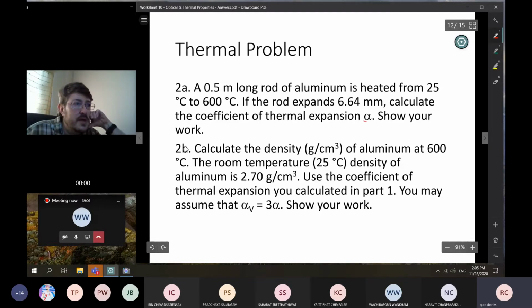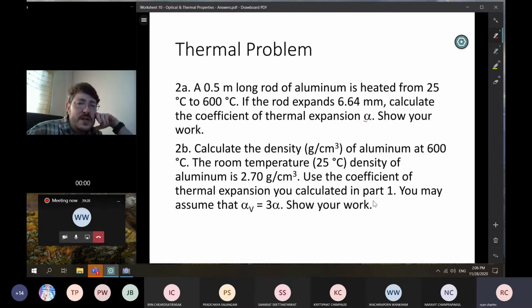And part B here, calculate the density, in grams per centimeter cubed, of aluminum at 600 degrees C. The room temperature density of aluminum is 2.7 grams per centimeter cubed. Use the coefficient of thermal expansion you calculated in part 1.